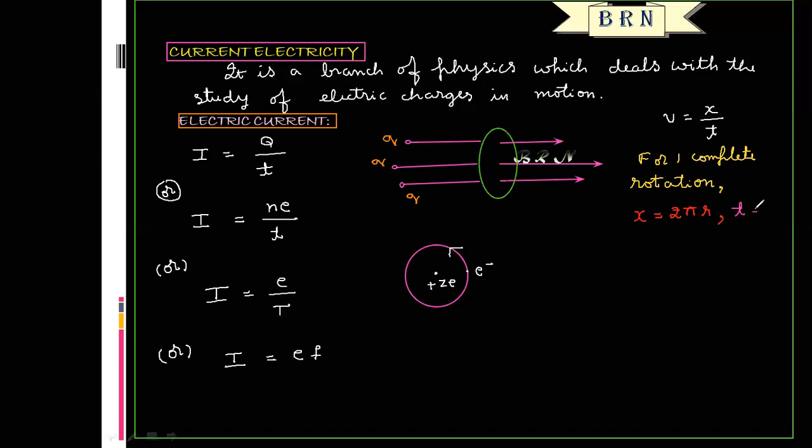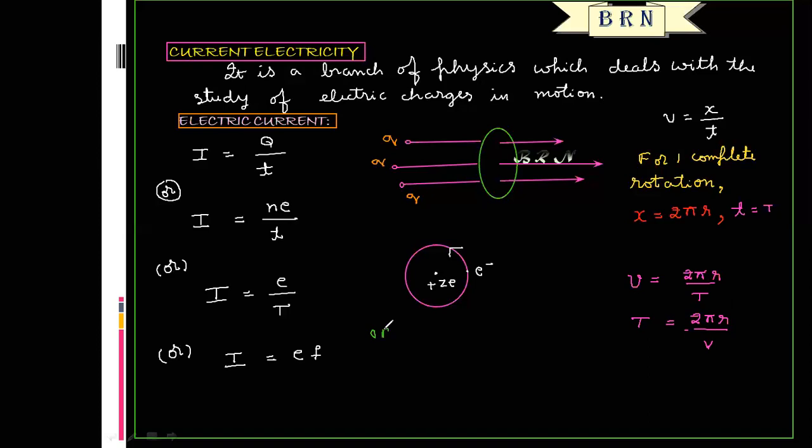The time taken is capital T. So finally we will get V is equal to 2 pi r divided by capital T. So T is equal to 2 pi r divided by V.